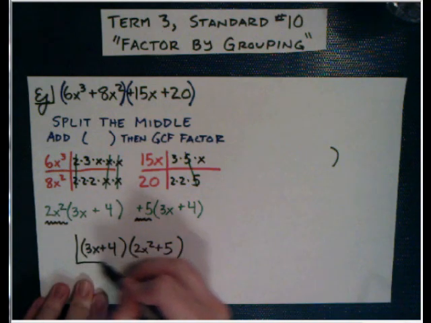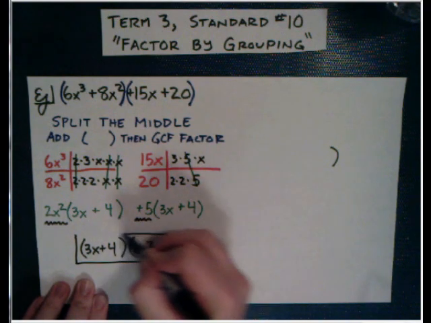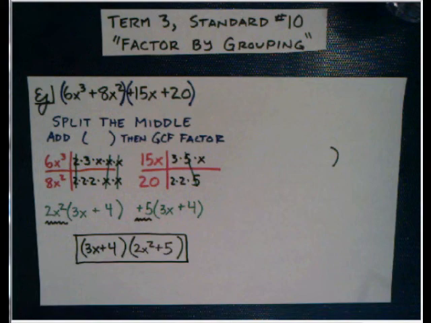Either way, we have now factored by grouping using the split the middle strategy, and there is our final answer of 3x plus 4 times 2x squared plus 5. And of course you could check this if you wanted to, or if you didn't trust yourself, but I feel pretty comfortable with that, especially because I just did it 5 minutes ago and the computer didn't record.